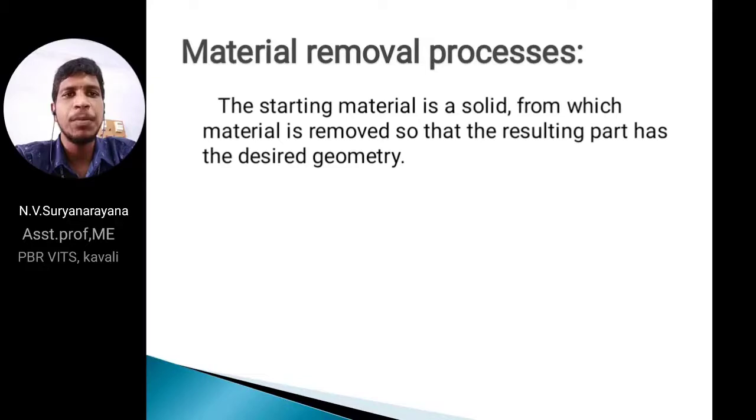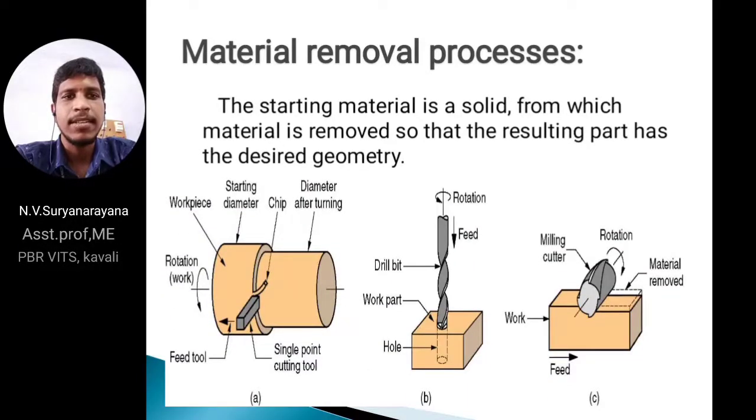Next, material removal process. The starting material is a solid from which material is removed so that the resulting part has the desired geometry. In order to remove material from the workpiece, we use traditional methods or non-traditional methods. In non-traditional methods, we use lasers. In traditional methods, we use single point cutting tools and multi-point cutting tools, which we already discussed in machine tools. Multi-point cutting tools are used in milling.